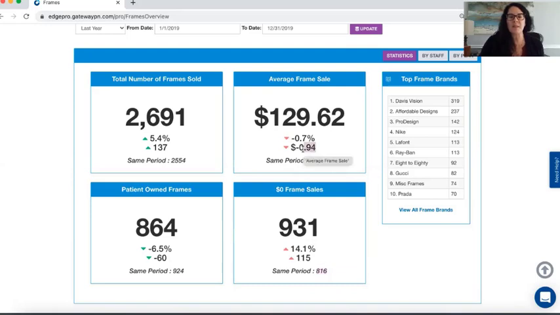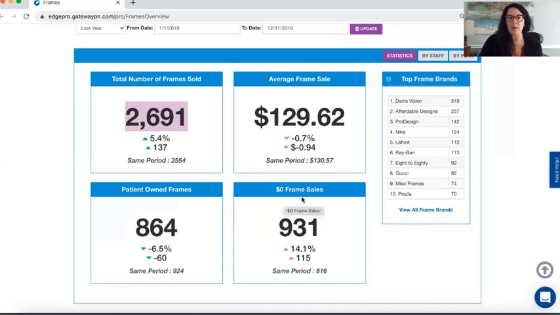So, the difference is that we went down by 94 cents. And so if we take this 94 cents and we multiply it by 2,691 frames, that equates to $2,529. Pretty significant for just that small little decrease in our average frame sale.